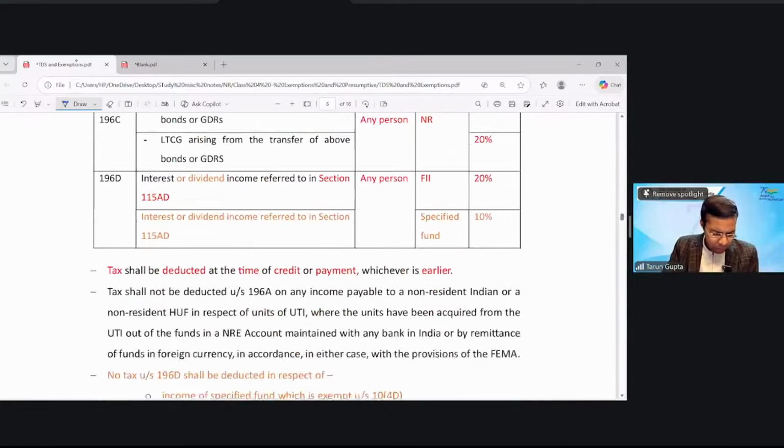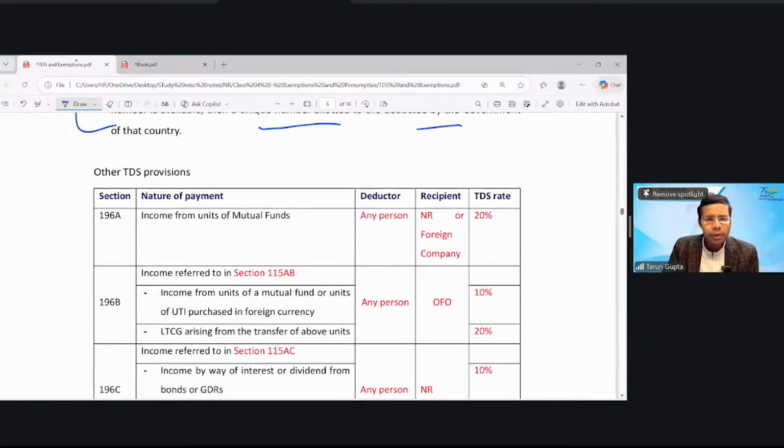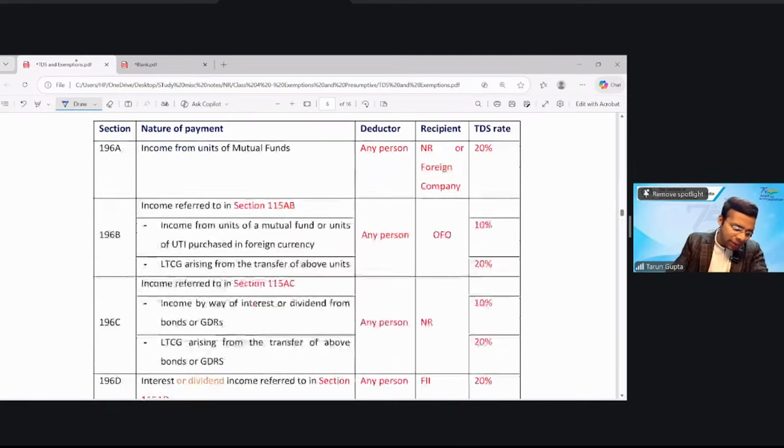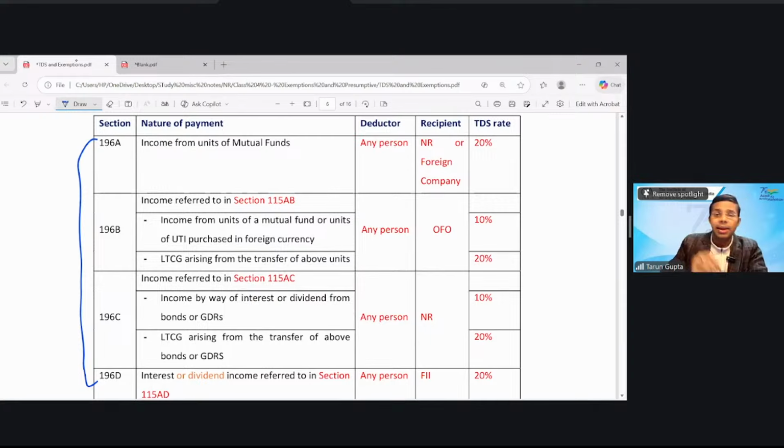Okay. Now, we all have studied this in the last class only. If you remember, we discussed some special tax rates. So, the taxes were provided in those sections 115AC, AD, AB, and all. The TDS on such income is provided in the sections 196A, B, C, and D.